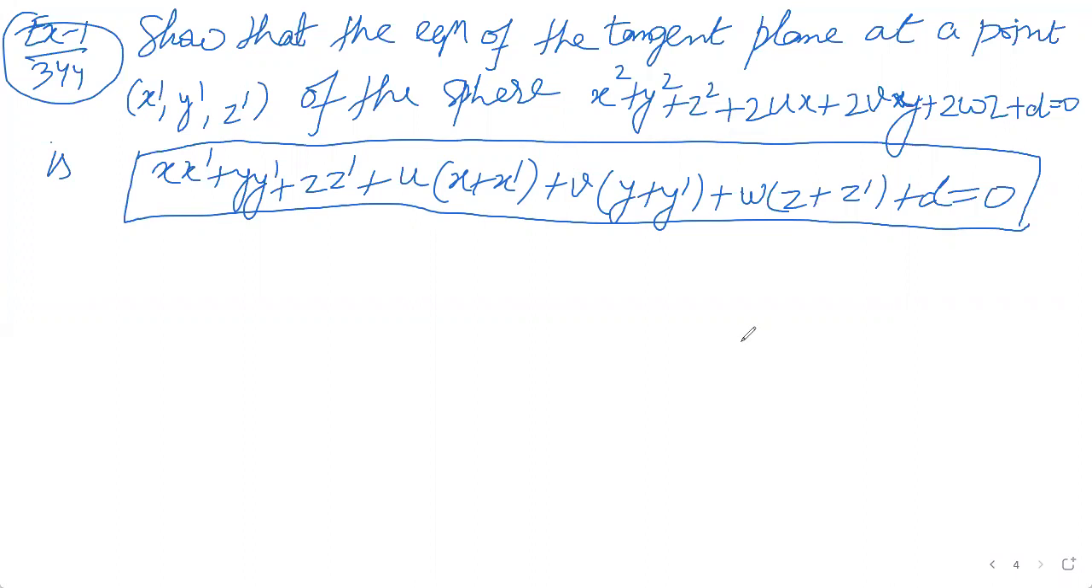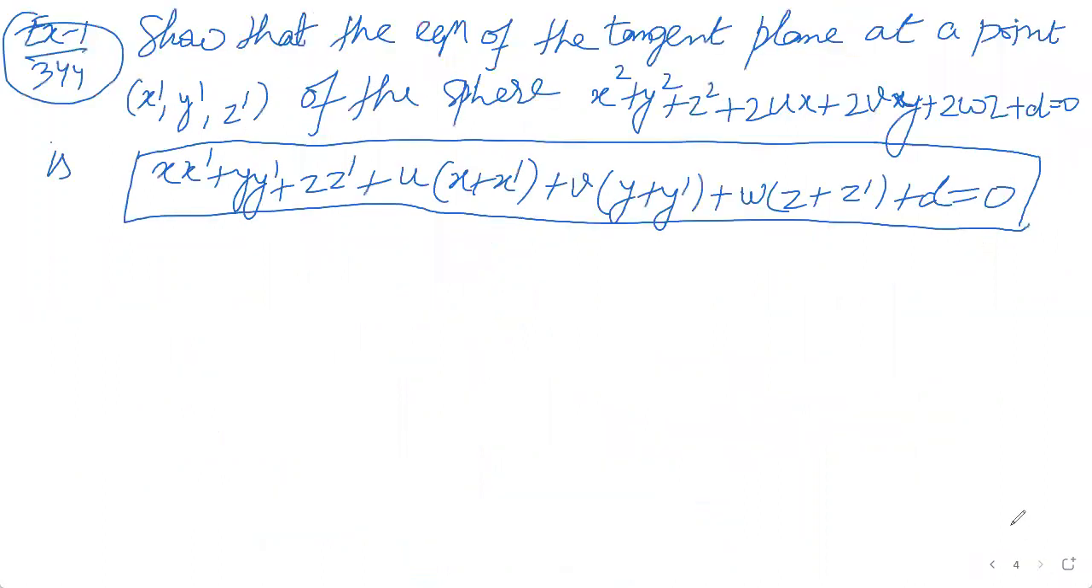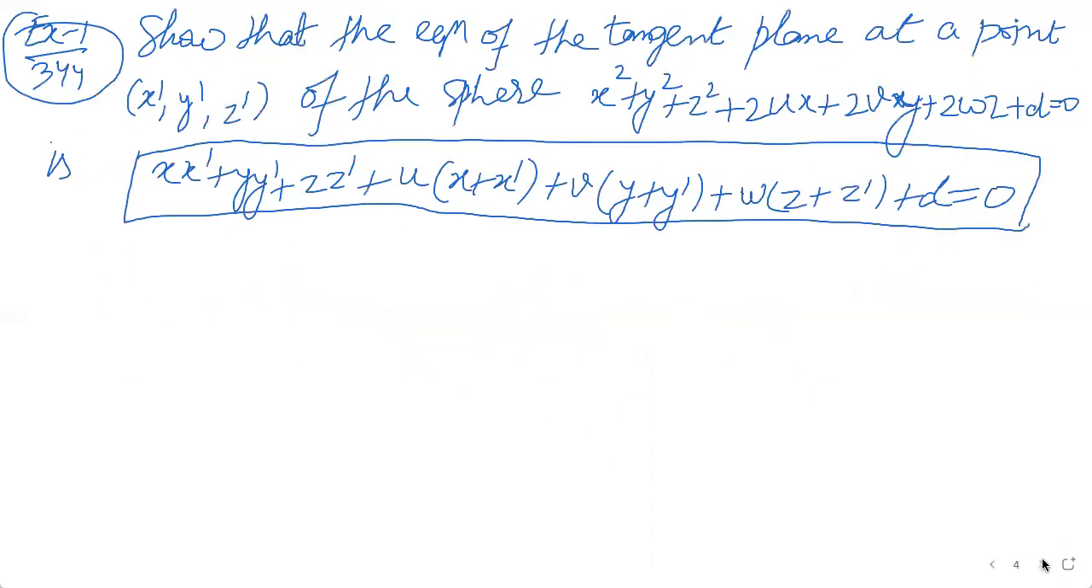So same thing, I am taking your point P on the sphere whose coordinates are x dash y dash z dash. यही figure जैसे हमने लिया था, some point P on the sphere. Now I am not taking the center at the origin. Now the center is arbitrary, some alpha beta gamma. So here the center, you can see from this formula, is minus u, minus v, minus w, because a is 1, and the radius will be under root u square plus v square plus w square minus d.